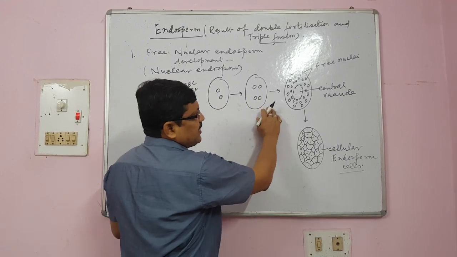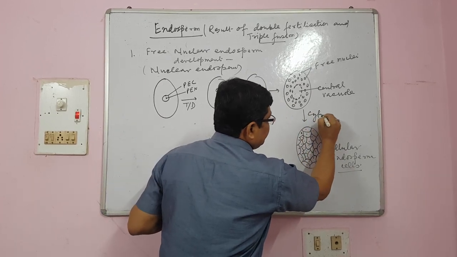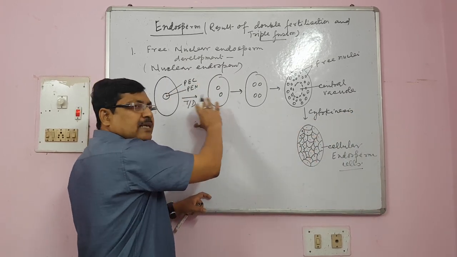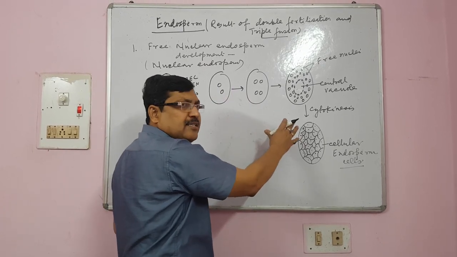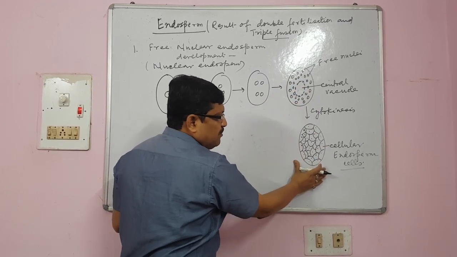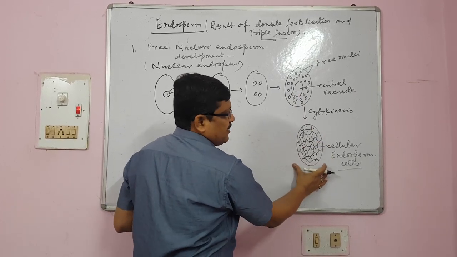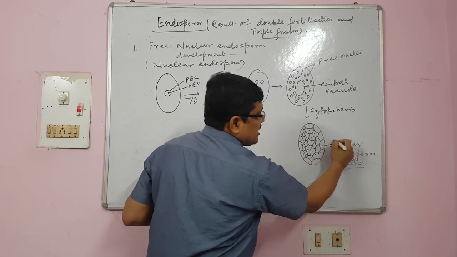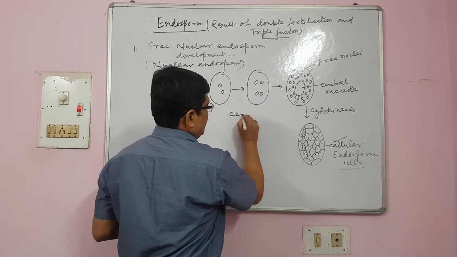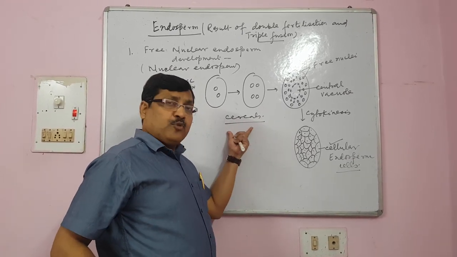And finally, after the formation of hundreds of free nuclei, cytokinesis takes place. Means karyokinesis is not followed by cytokinesis initially, and when many free nuclei are formed, then cytokinesis occurs, and ultimately this central vacuole disappears, and the entire endosperm looks like cellular endosperm. This type of phenomenon is found in cereals and in other plants, but is very prominent in cereals.